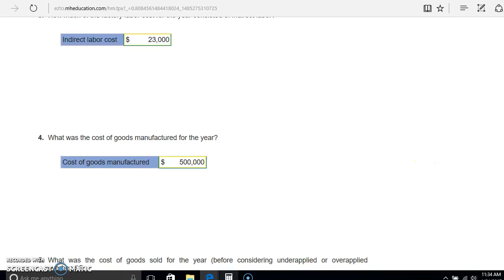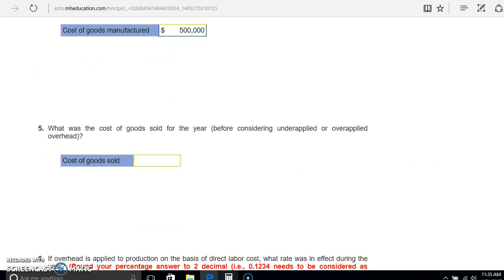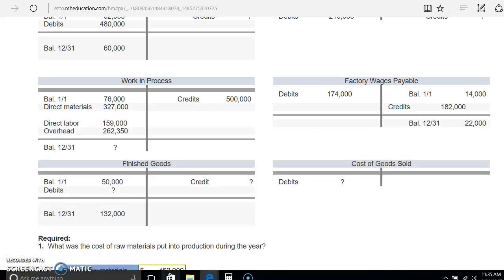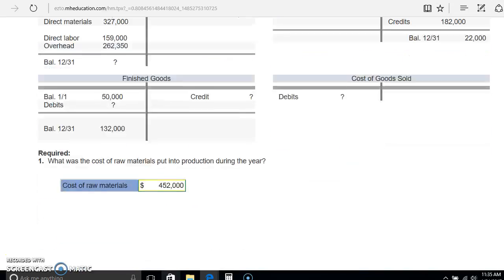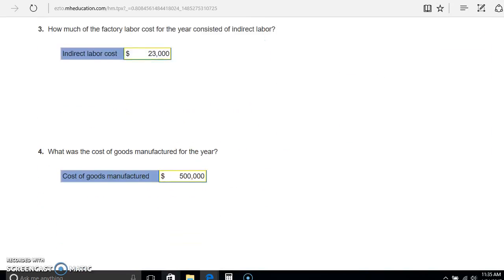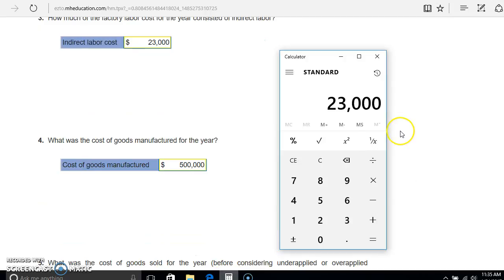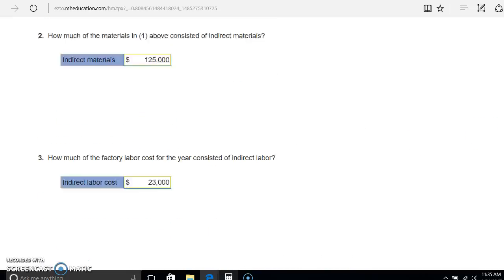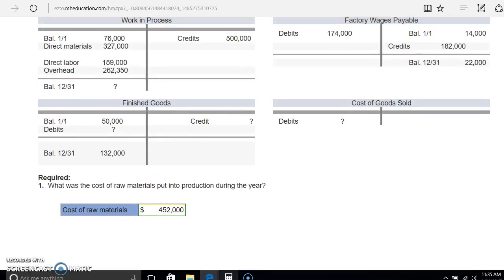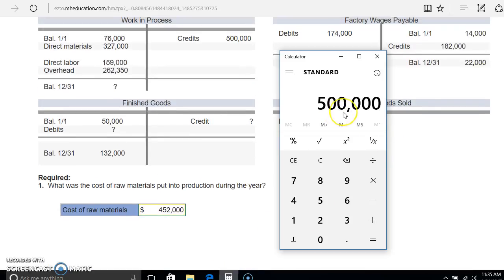All right, number 5, what was the cost of goods sold for the year? Cost of goods sold for the year is, first, I'm going to take my cost of goods manufactured at $500,000. And that's what we made throughout the year. That's not what we sold. So the next thing I need to do is look at my finished goods. My finished goods is what was available for sale. So that $500,000 that was in work in process now went into finished goods.